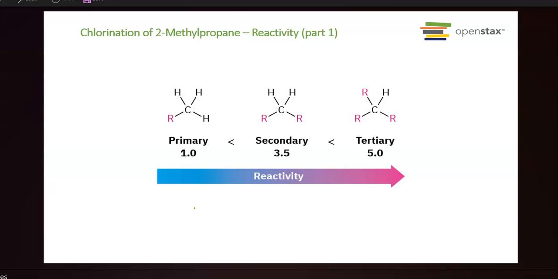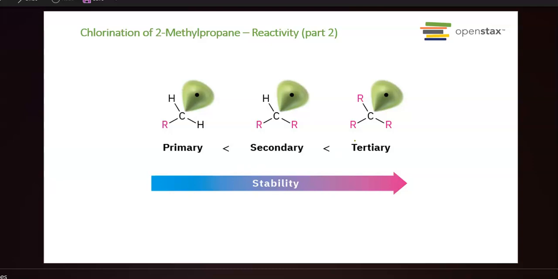So we can write down here that radical stability is in the order: a tertiary radical is more stable than a secondary, which is more stable than a primary. So generally the tertiary positions are the ones that will tend to be substituted first, then the secondary, and then only the primary. Here is the stability of the radicals shown. So this is a tertiary radical, this is a secondary radical, and this is a primary radical.